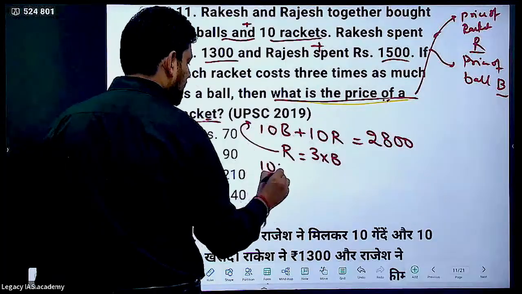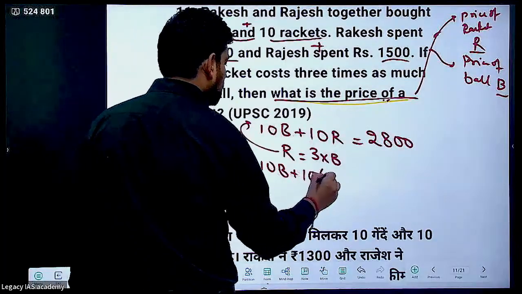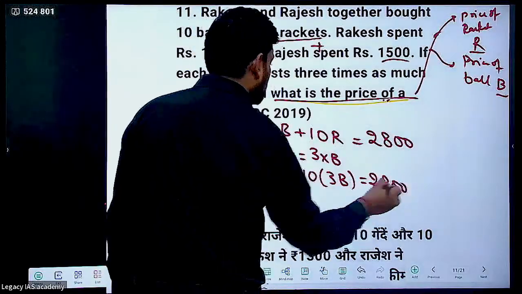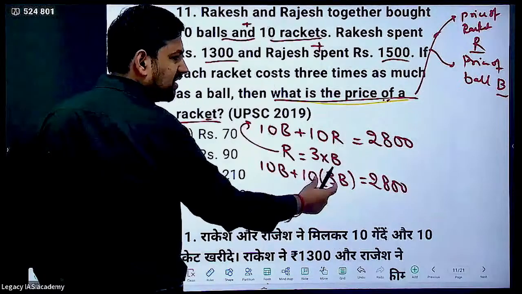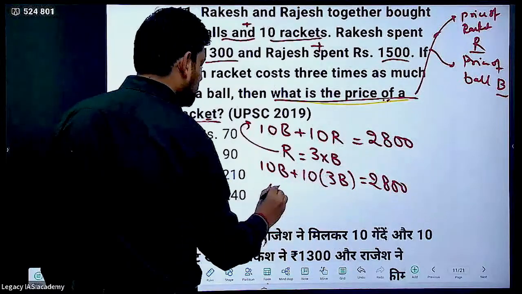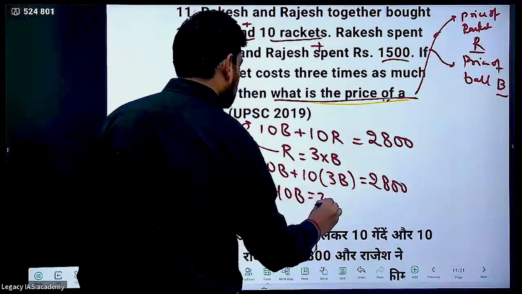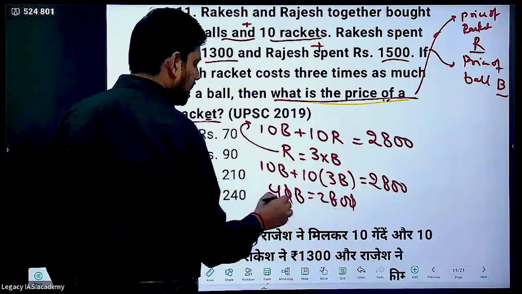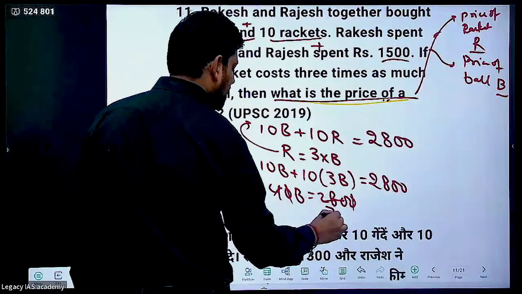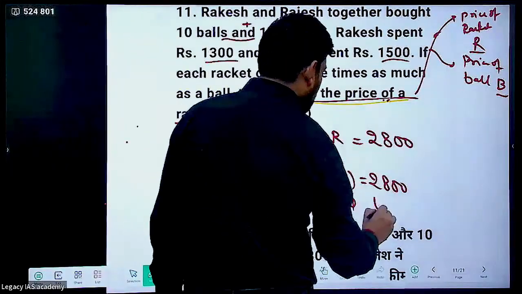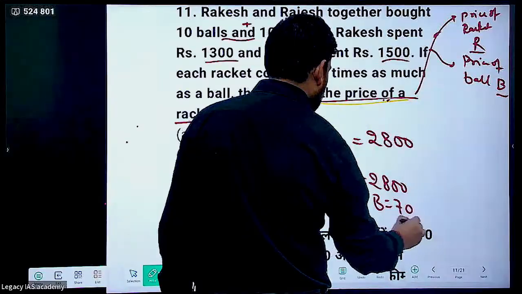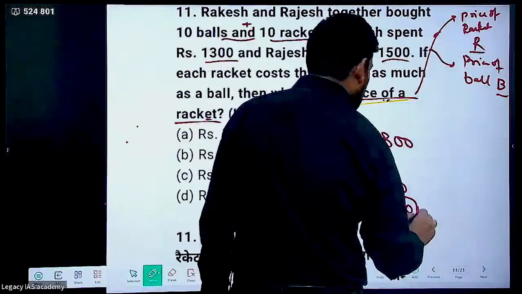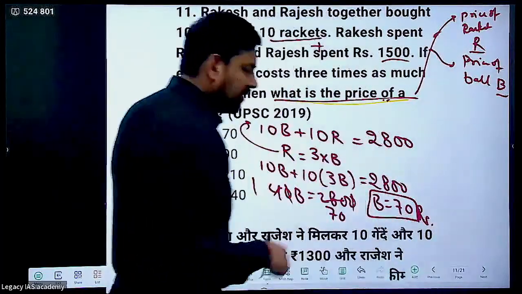So R is equal to 3B. Put it here: 10B plus 10 into 3B is equal to 2800. Ultimately, what you get is 10B plus 30B, that is a sum total of 40B is equal to 2800. How many times will this go? Zeros cancel, 7 times. So ultimately ball is equal to 70. That means the ball is of 70 rupees.